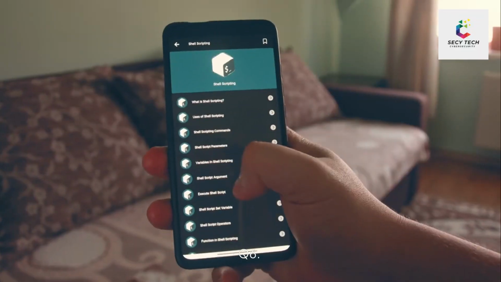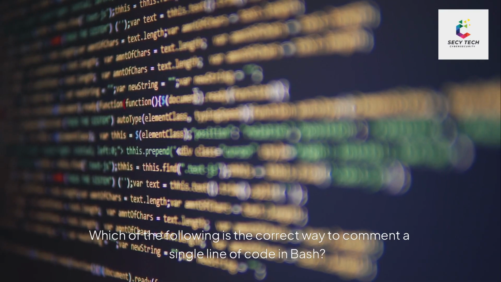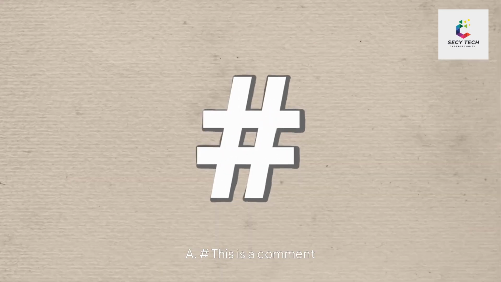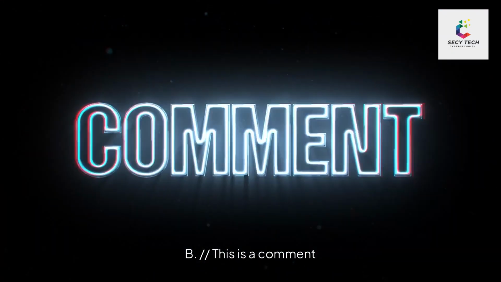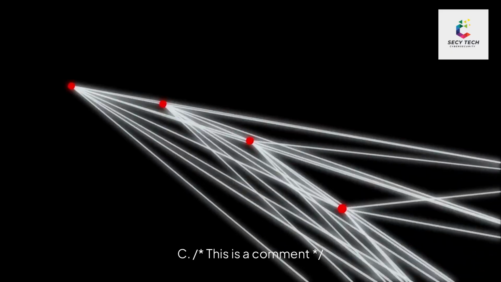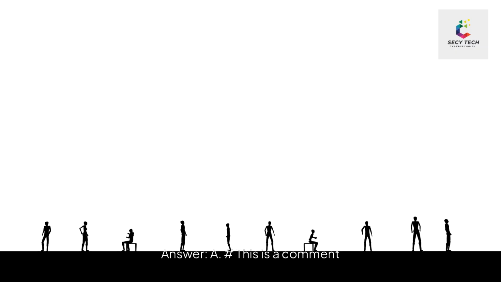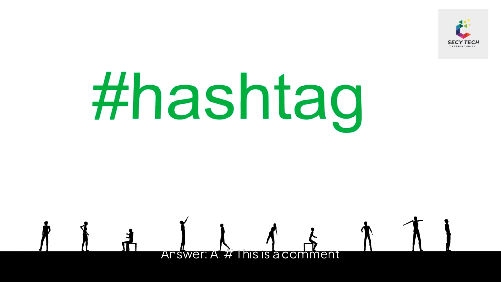Push. Q6. Which of the following is the correct way to comment a single line of code in Bash? A. This is a comment. B. This is a comment. C. This is a comment. D. This is a comment. Answer: A. This is a comment.